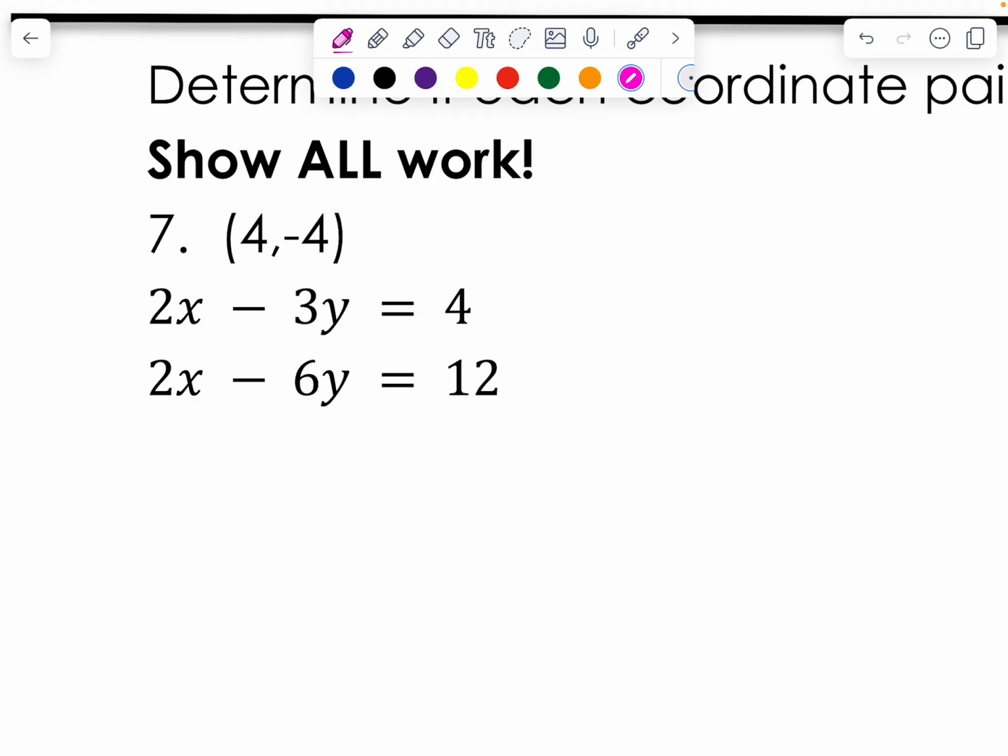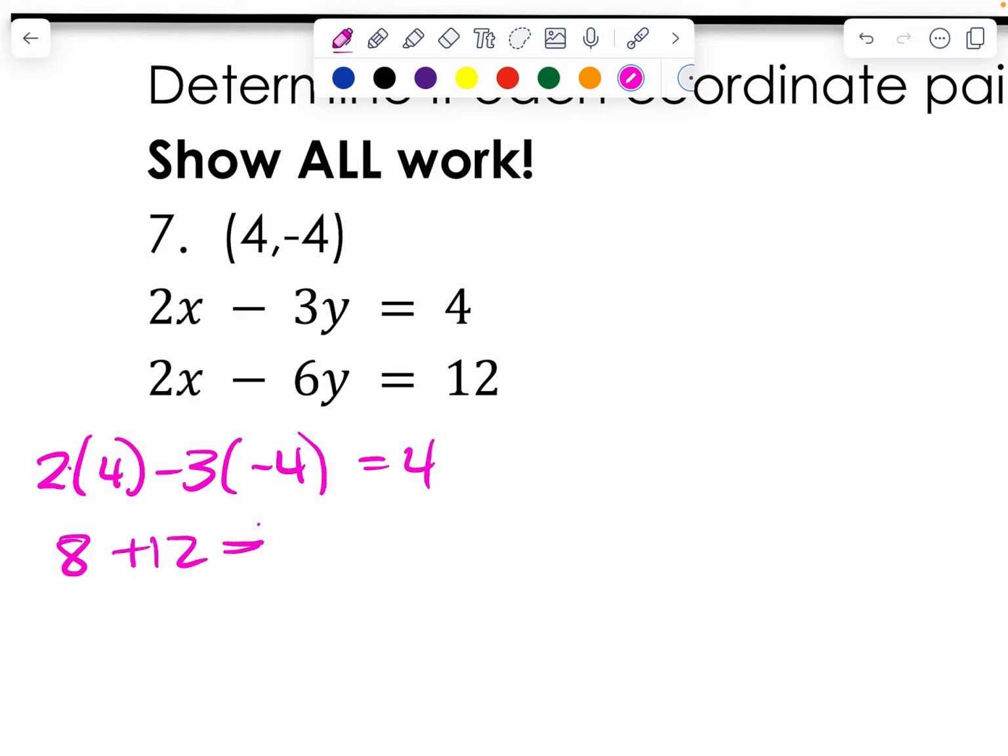Is it a solution? So 2 replace with 4 minus 3 times negative 4 equals 4. 8 plus 12 does not equal 4, so no. It is not a solution.